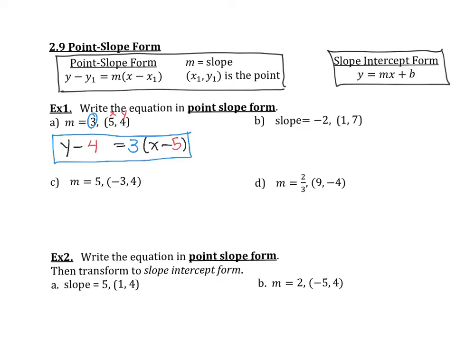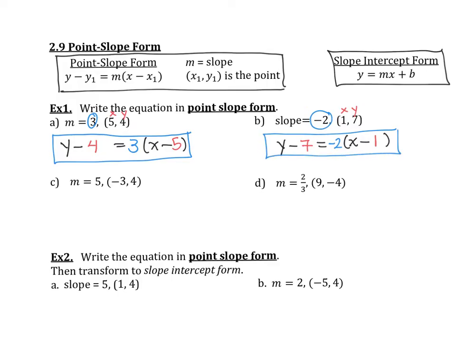Okay, so for B, I'm going to do the same thing. I like to start off thinking about what it's going to look like. When you get better at these, you'll probably just write it right away. This is always how it starts. Y minus the y value equals the slope times x minus the x value. I'm going to do the point first, I think. So the point is x, y. So it's y minus 7, x minus 1, and then the slope goes in the front of the parentheses.